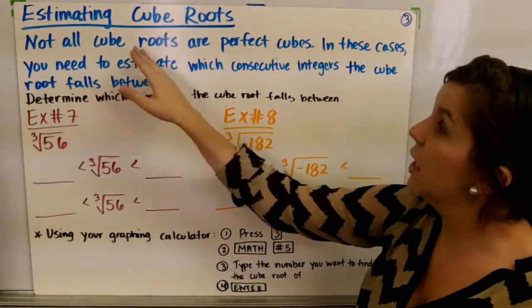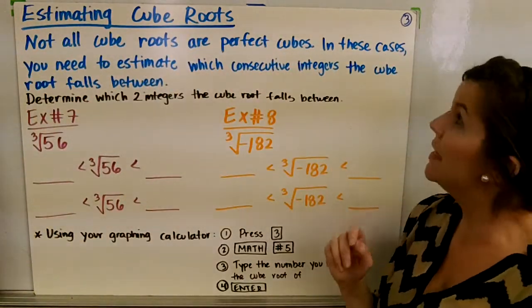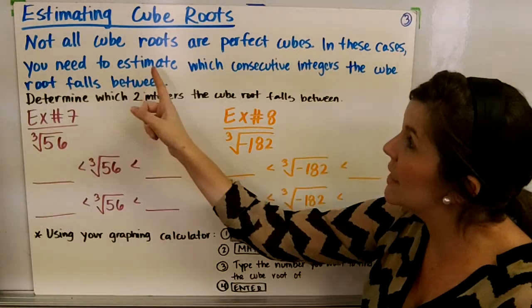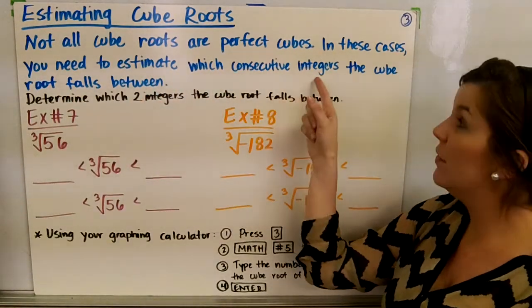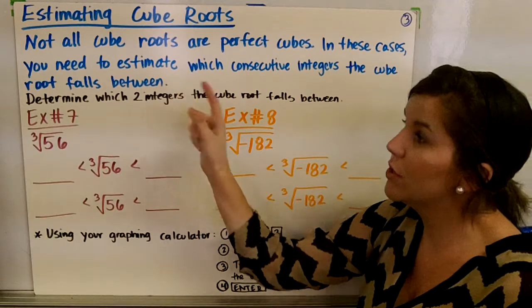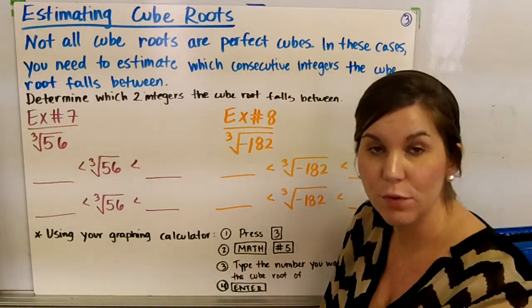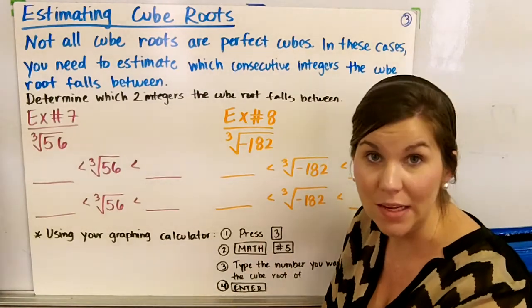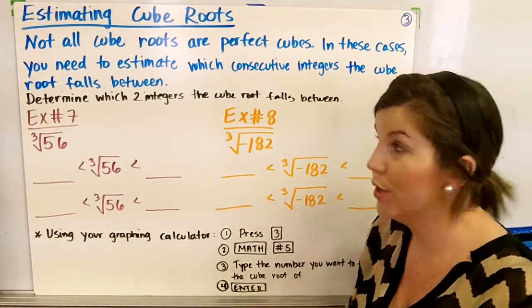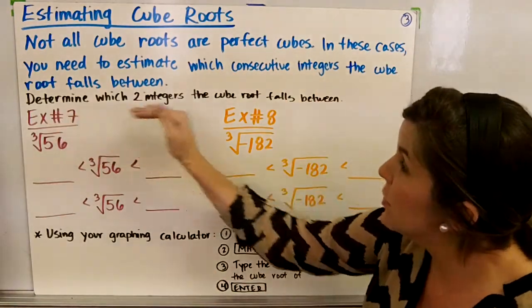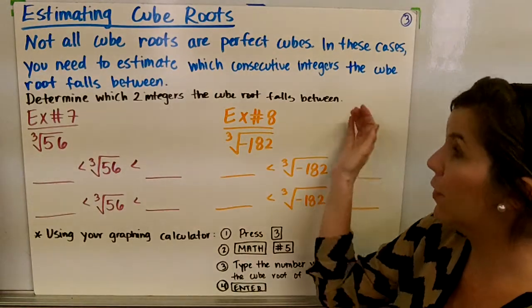Estimating cube roots. Not all cube roots are perfect cubes. In these cases, you need to estimate which consecutive integers the cube root falls between. So a consecutive integer like 3 and then 4, 7 and 8, they have to be in order, consecutive. Determine which two integers the cube root falls between.